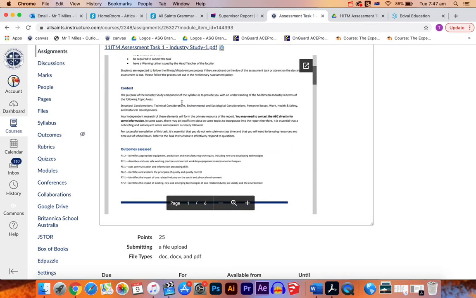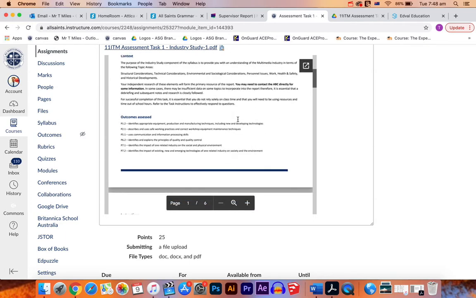There's a general outline here about why we're doing the assessment task. Part of the syllabus is the industry study, which helps you understand at least one business in the multimedia industry. And we're choosing the ABC because it's a local one. There is a lot of information available online about it. In past years, this has been based on an excursion, but it still can be done without the visit to the ABC.